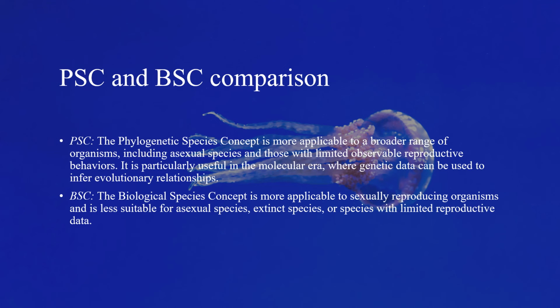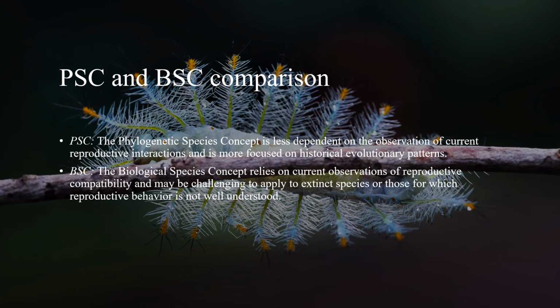The phylogenetic species concept is more applicable to a broader range of organisms, including asexual species and those with limited observable reproductive behaviors. It's particularly useful in the molecular era, where genetic data can be used to infer evolutionary relationships. While the biological species concept is more applicable to sexually reproducing organisms and is less suitable for asexual species, extinct species, or species with limited reproductive data.